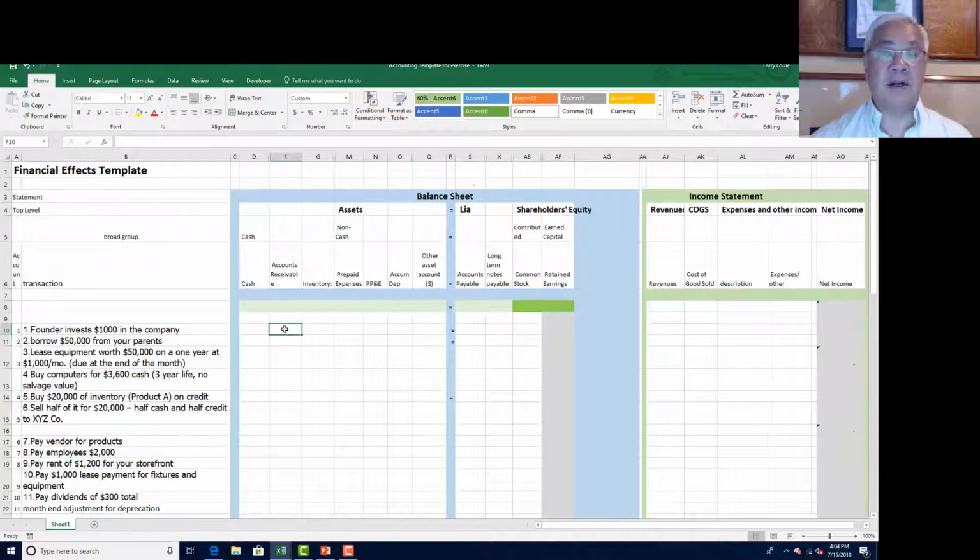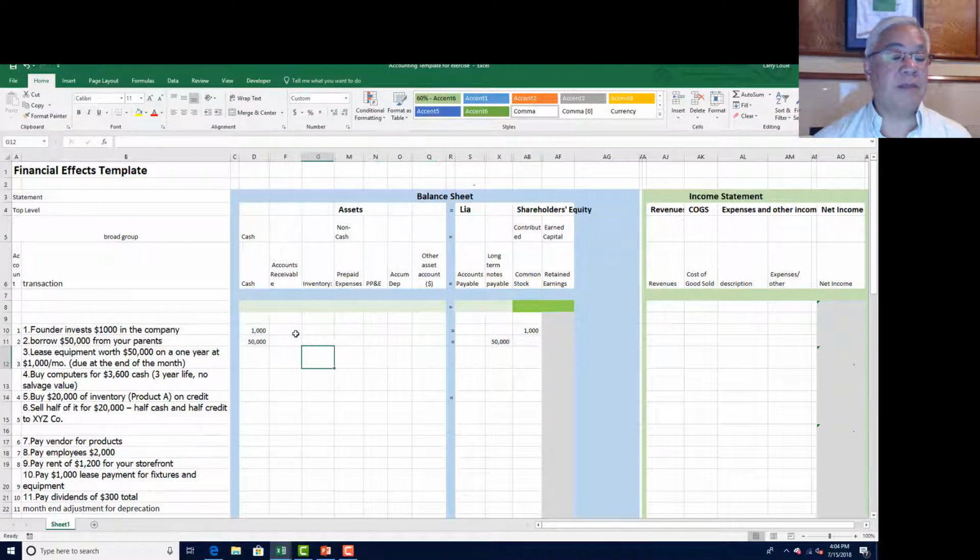All right, so let's start and post some transactions in our Excel example of a balance sheet or a general ledger. First, the founder invests $1,000 in the company, so cash goes up 1,000. And we have shareholders' equity, common stock, go up by 1,000. We give a stock certificate to the founder. Next, we borrow $50,000 from our parents. They love you and they'll invest money in you. So we get $50,000, and let's say it's long term.